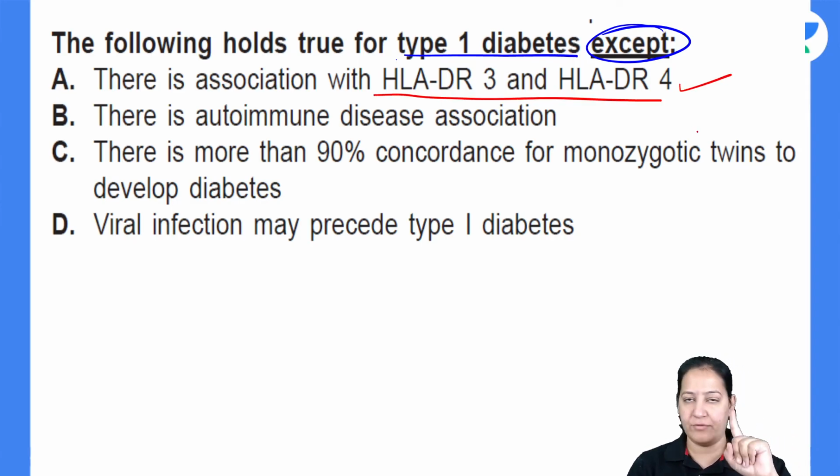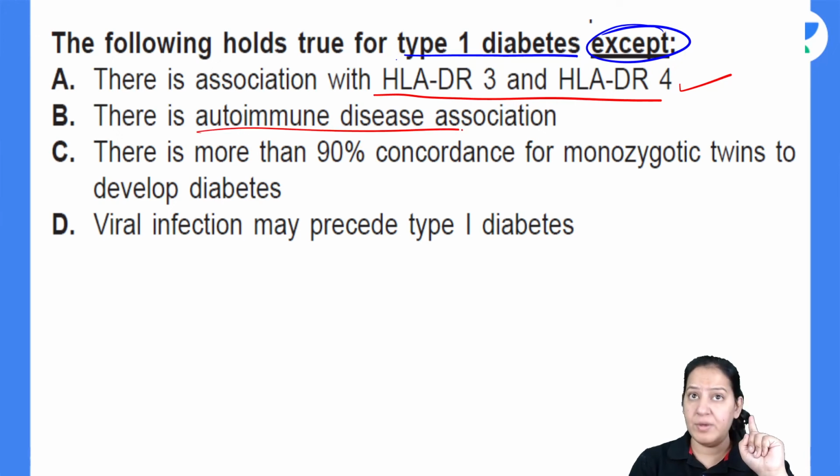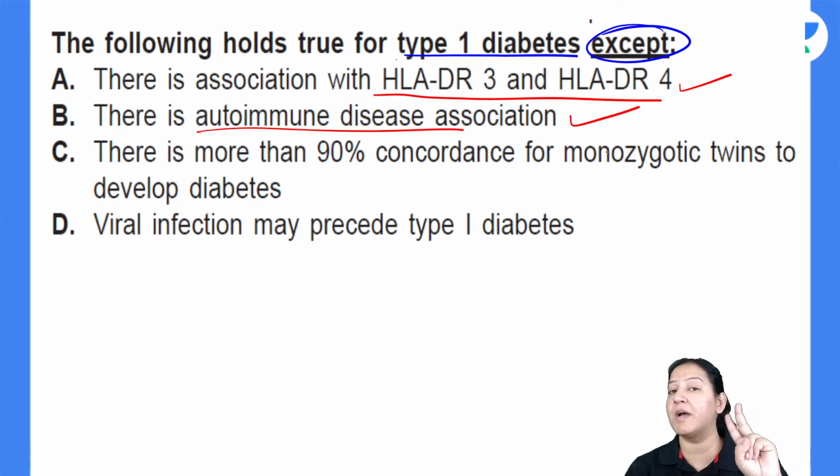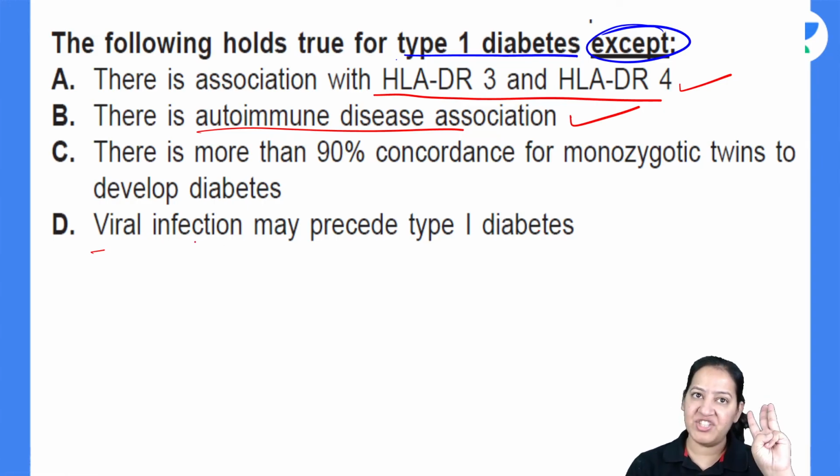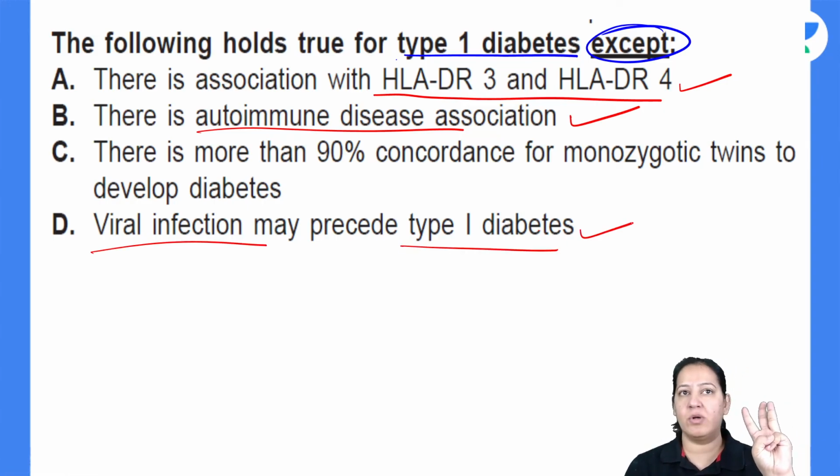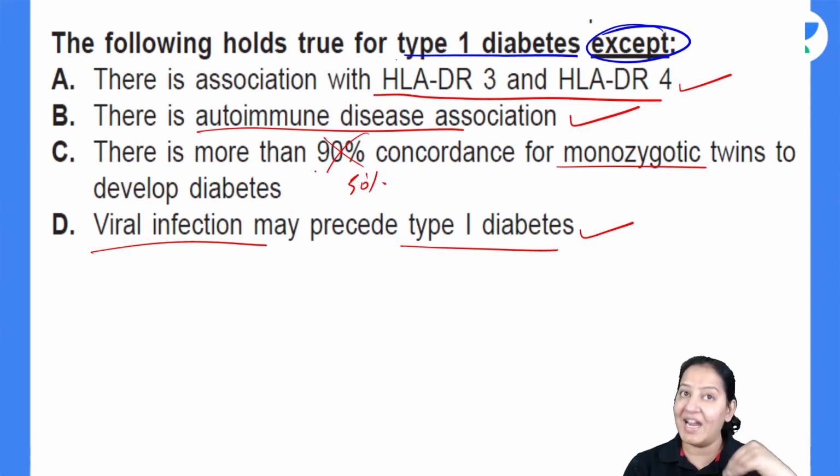Yes, it is correct. I have told you in the last lecture. It is an autoimmune disease. Yes, here the T lymphocytes become self-reactive and kill the beta cells of the pancreas. Viral infection can cause type 1 diabetes. Yes, it is also true. But twin concordance rate is not 90%, it's only 50%. 90% takes place in type 2. This I have discussed in the last lecture.